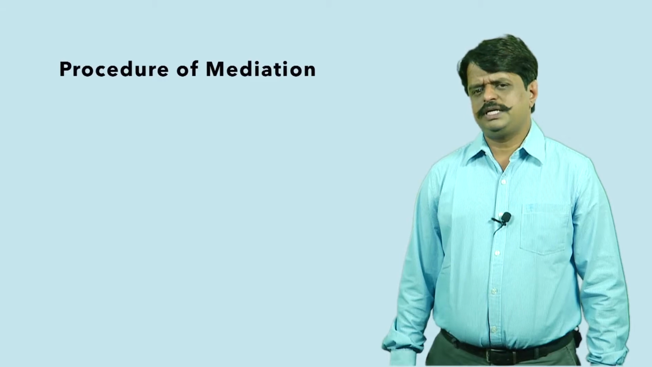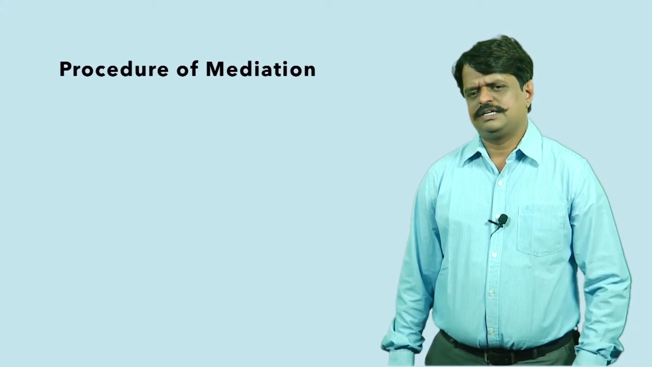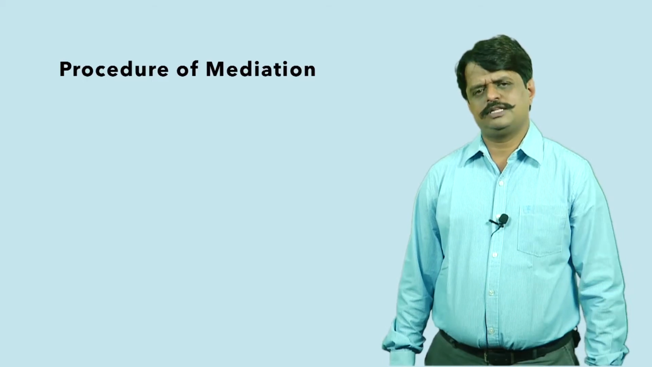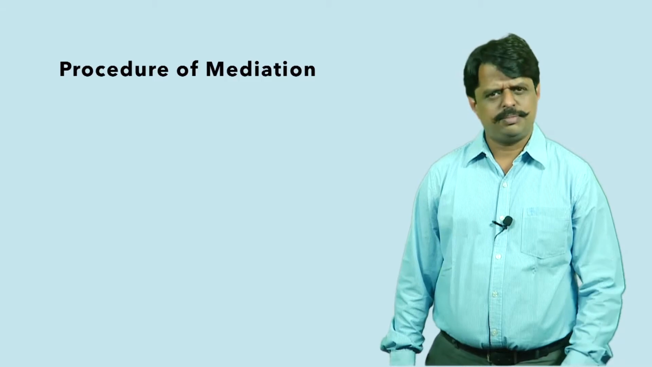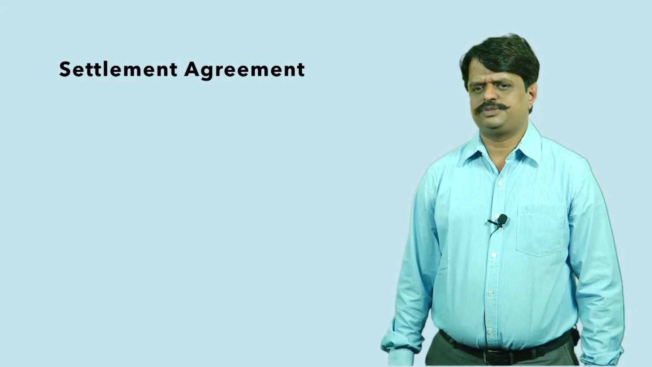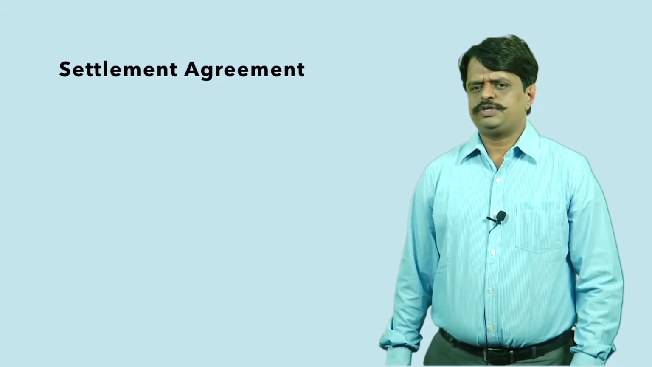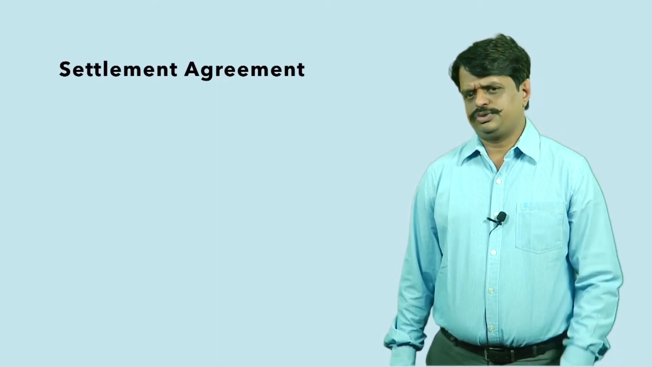So, on the procedure of mediation, as I said, time, place, date, everything would be fixed by the parties, but if the parties fail to come to a conclusion on that, the parties would decide on the mediators. So, once the mediation is completed, then comes the issue of settlement of the dispute. When we talk about settlement of the dispute, there are two issues in this.